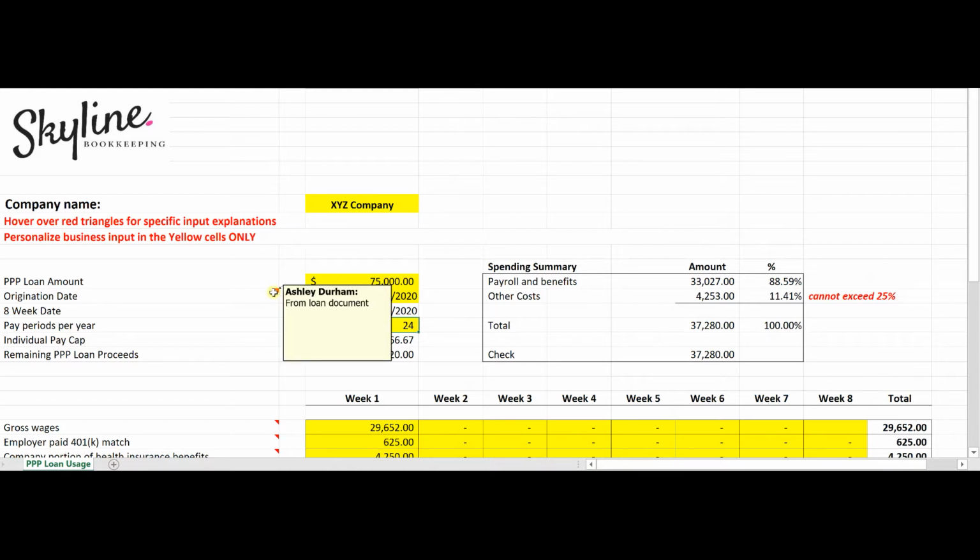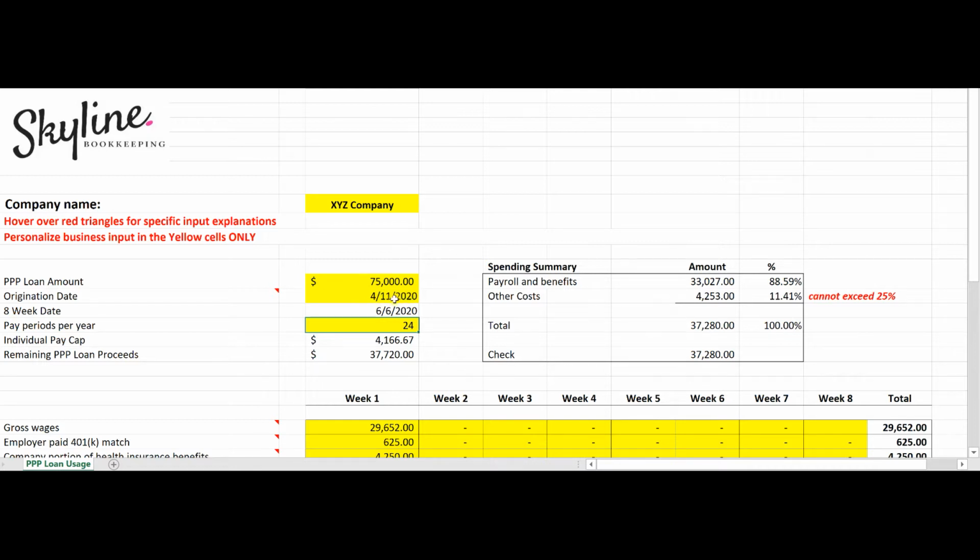You'll notice here that I have also included additional instructions on certain cells in order to provide you with clarification on how to fill out this spreadsheet. If you happen to see this little triangle in the top right corner, just hover over it and it'll provide you with additional instructions.